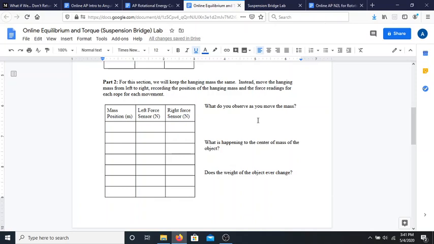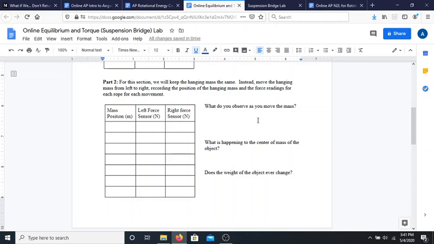Now, when we think about it this way, what's happening to the center of mass of the object? If I'm moving that mass and shifting it from left to right, I'm also shifting the center of mass, which means that in this case, the center of mass is moving from left to right.